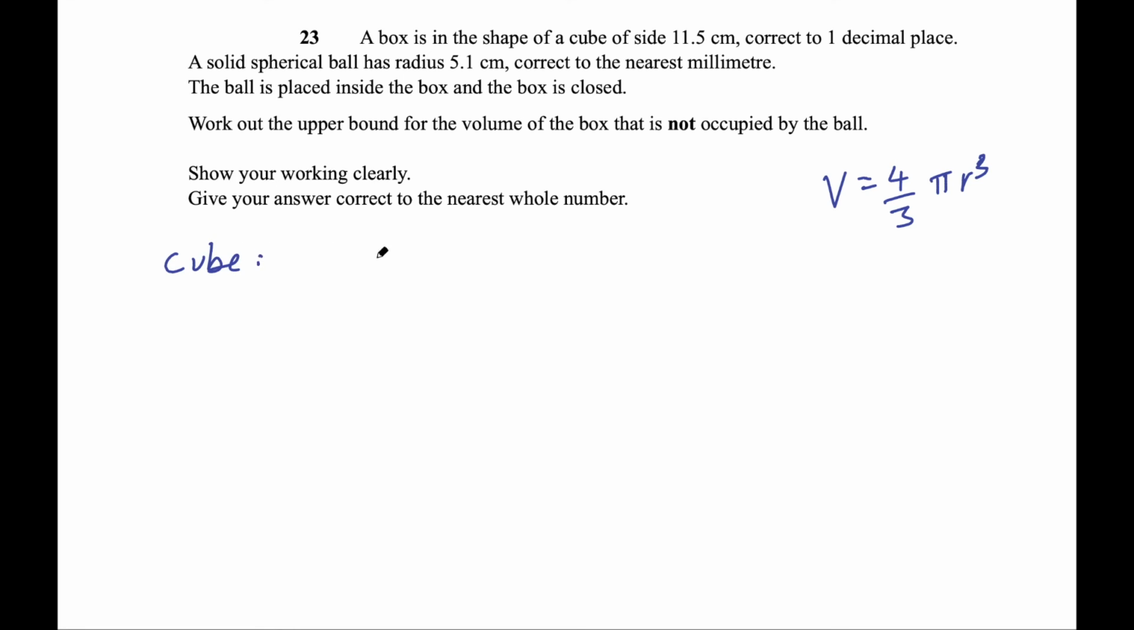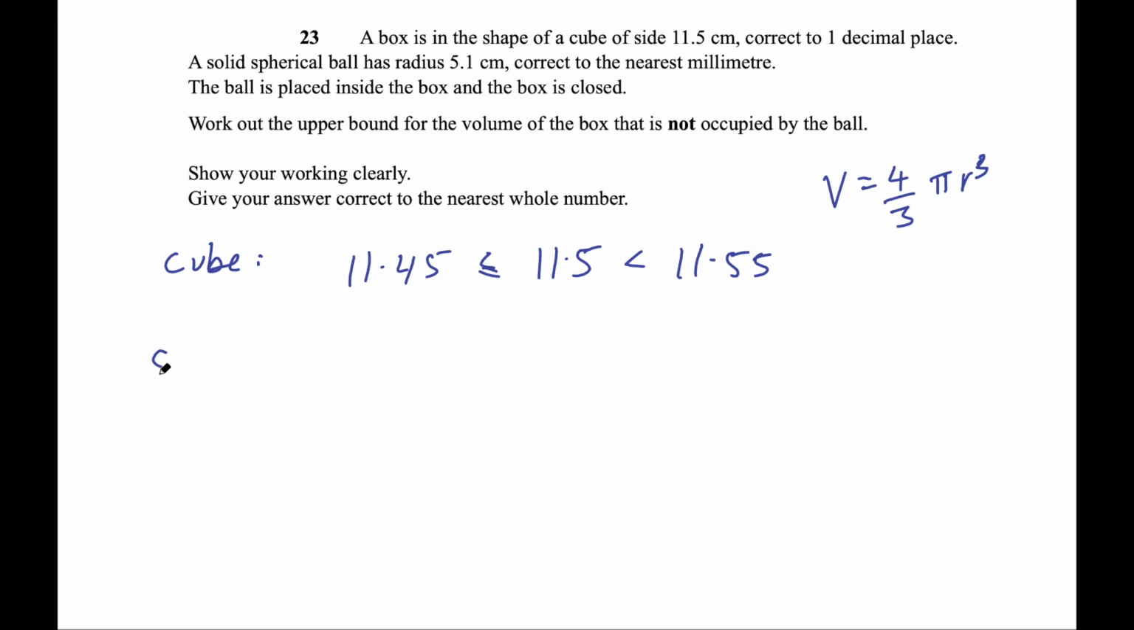So let's start with the cube. We have 11.5 correct to one decimal place. If we were to round to one decimal place, we could have had 11.45, which would round up to 11.5. And then the upper bound of that, well, what rounds down to 11.5? Anything up to 11.55.